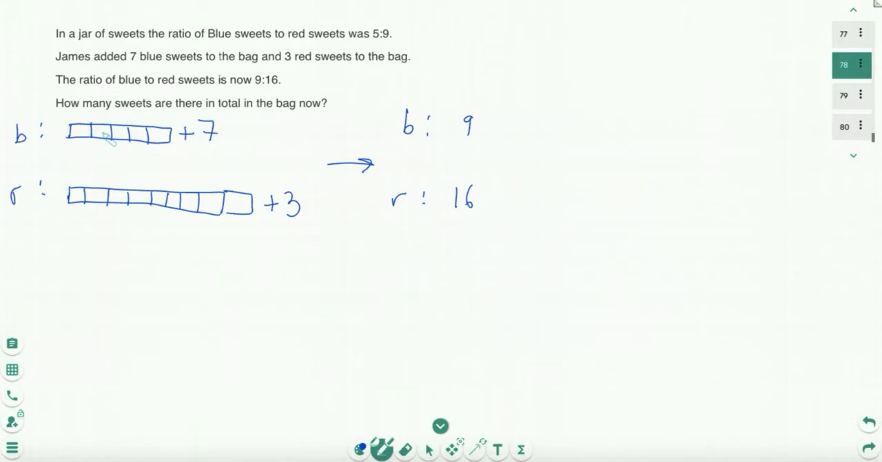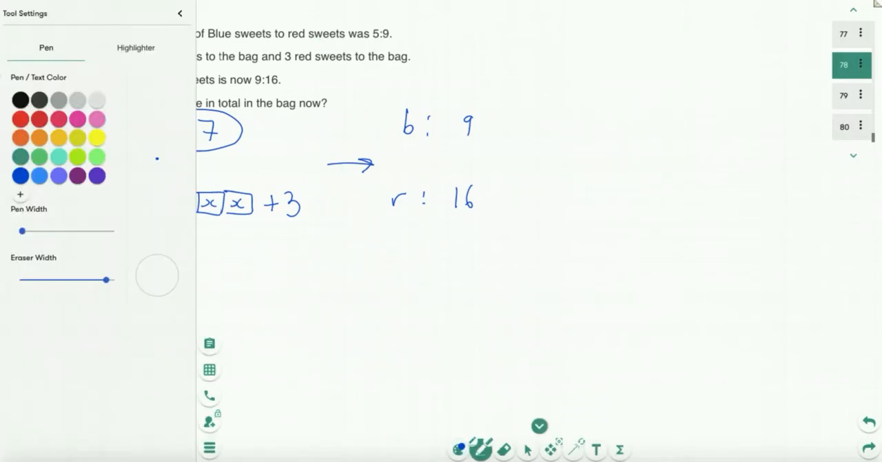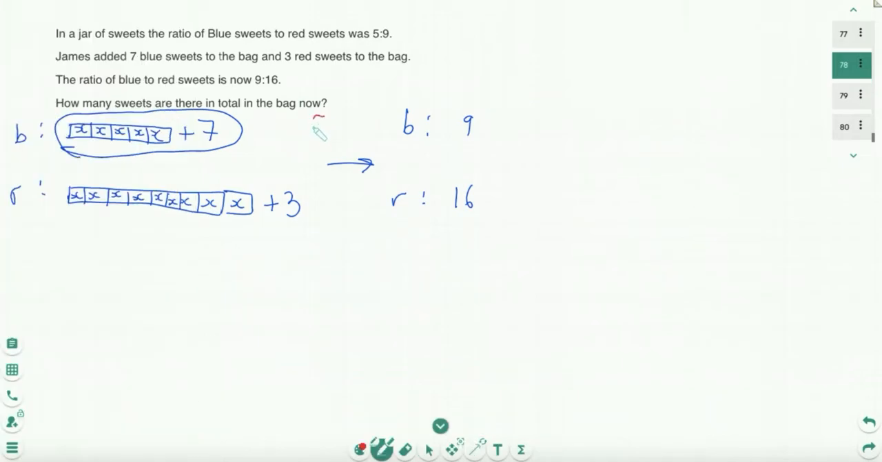Now, since each unit is the same size, we can call them all x. It's a lot of x's. So let's write an expression for this. x plus x plus x plus x plus x is 5x plus 7. I'll do it in a different color. And an expression for the red sweets is 9x plus 3.